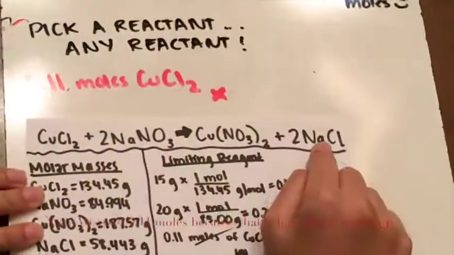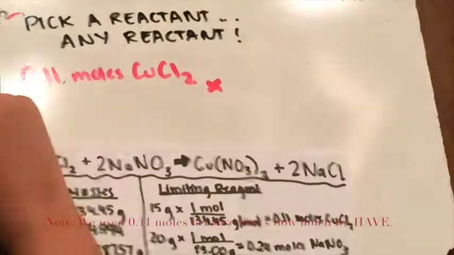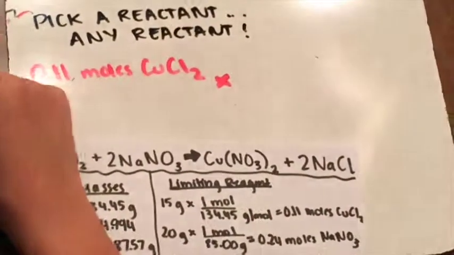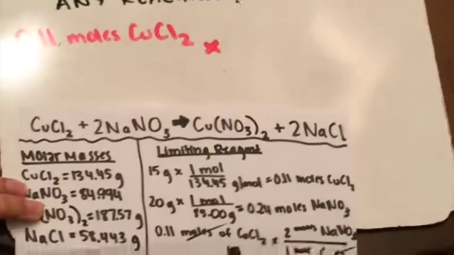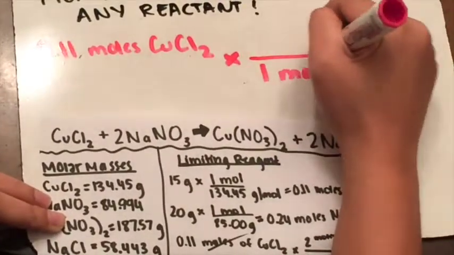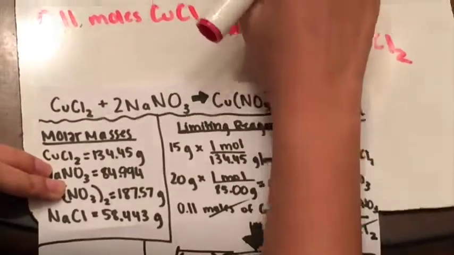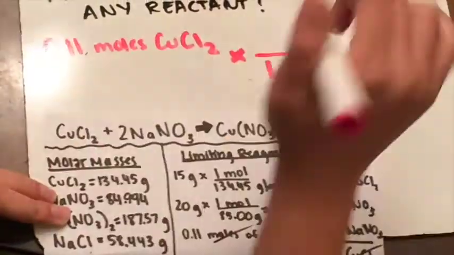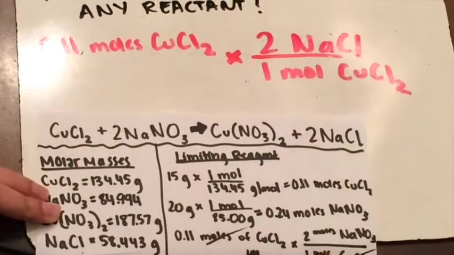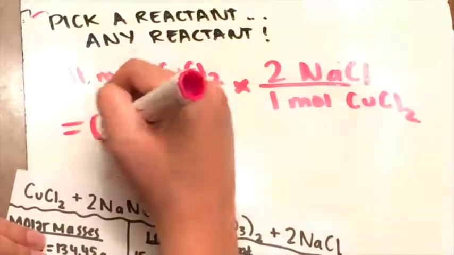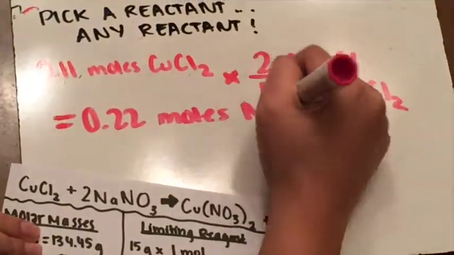The original equation had 2 sodium chlorides for every 1 copper chloride. You can see that there's 1 of copper chloride on the left side and 2 of sodium chloride on the right side. So we're just using basic ratios, and we put copper chloride on the bottom so that it can cancel out. And we get 0.22 moles of sodium chloride.